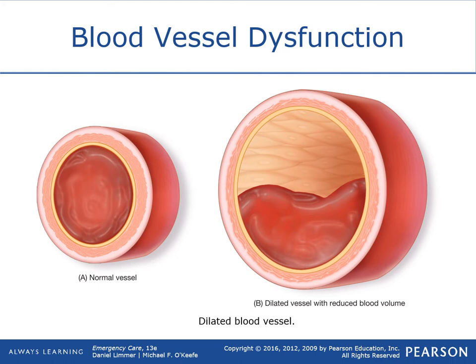So as you can see here, it's just a depiction of a normal blood vessel. You see all the blood is filled, and so it's pushing out on all the walls around here. So that's a good pressure that we have. But here we have a dilated vessel, so same blood vessel, just bigger opening. And so now it's only half filled, and we don't have pressure pushing on all sides.